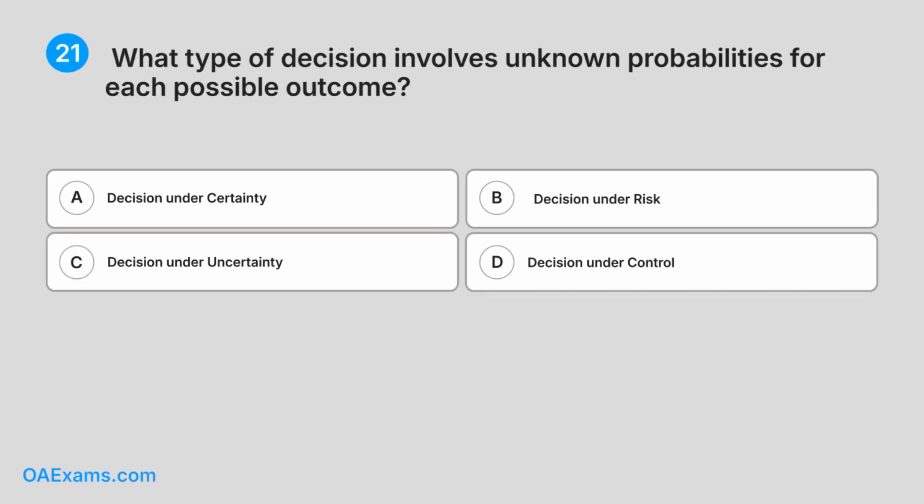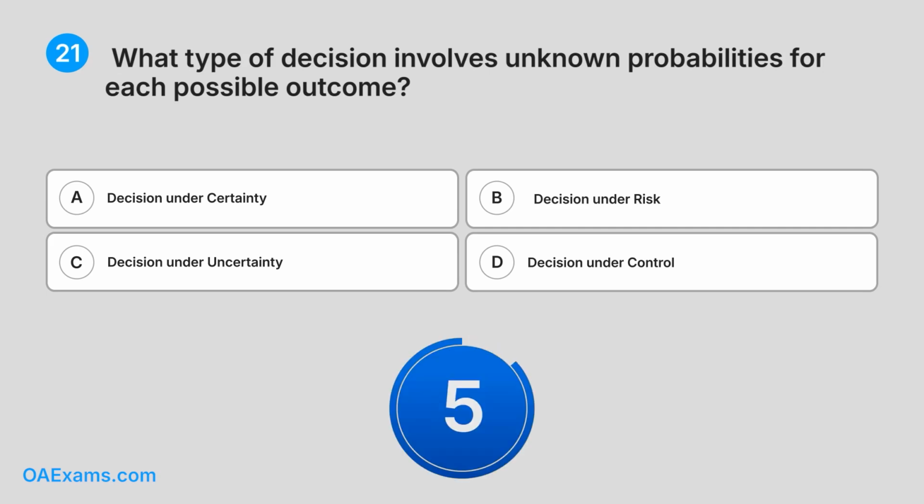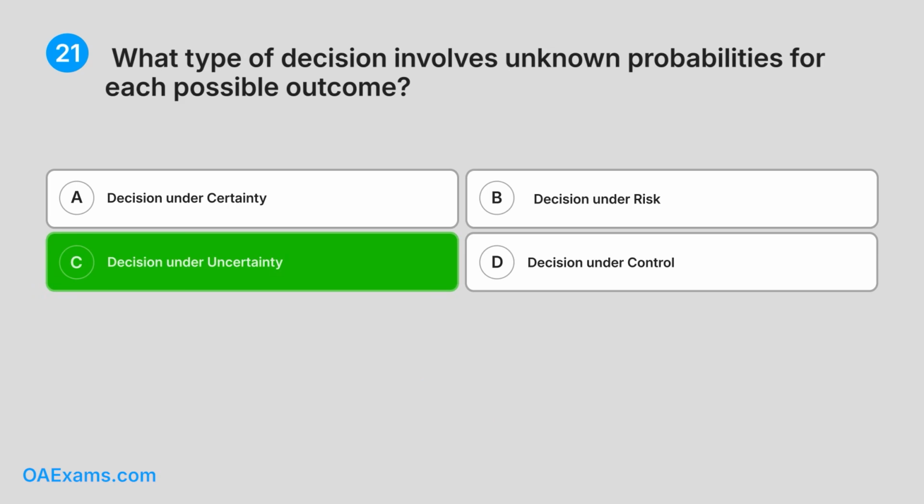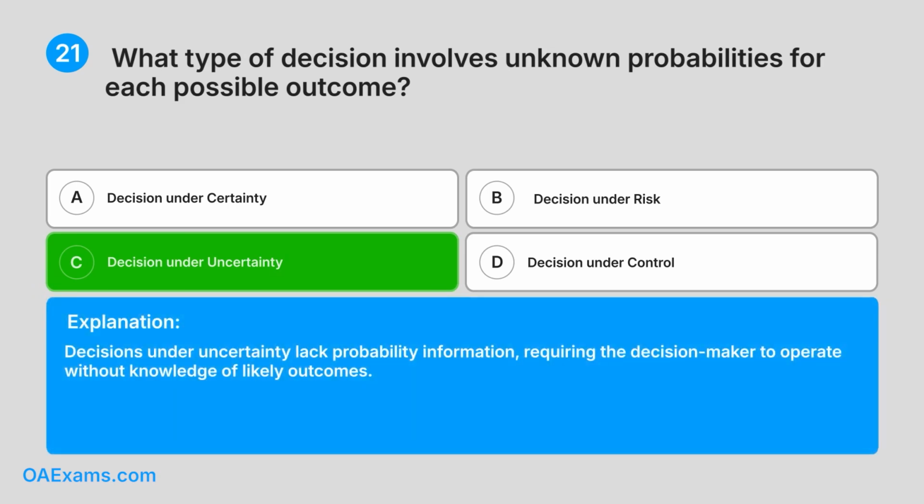21. What type of decision involves unknown probabilities for each possible outcome? A. Decision under certainty. B. Decision under risk. C. Decision under uncertainty. D. Decision under control. Do you know the answer? Correct answer. C. Decision under uncertainty. Explanation: decisions under uncertainty lack probability information, requiring the decision maker to operate without knowledge of likely outcomes.